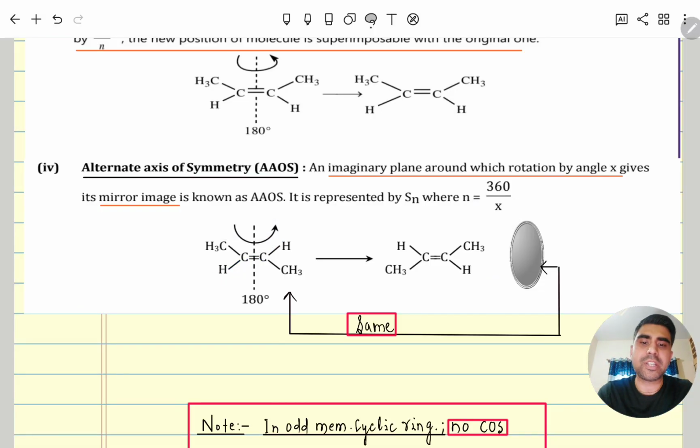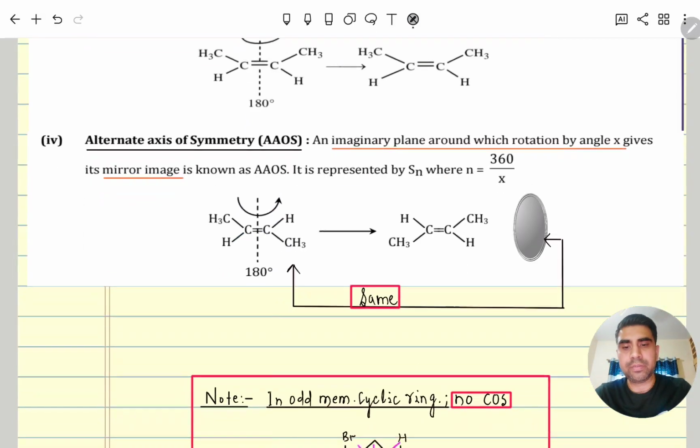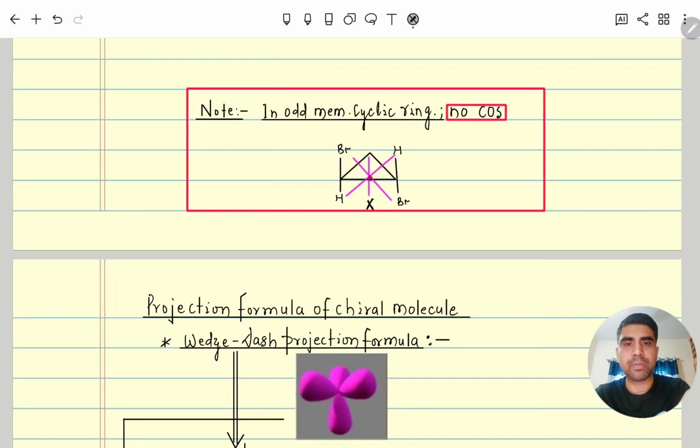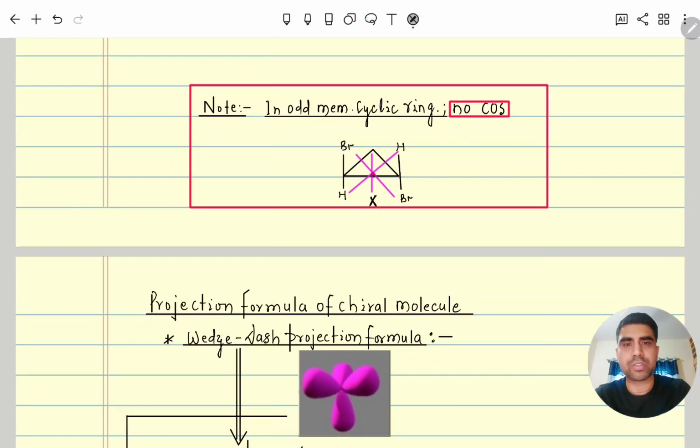We can say this, or we can say that its mirror image will be identical to this. Both statements are the same. Now moving further, in an odd member cyclic ring, always remember a center of symmetry does not exist. A plane of symmetry might be there, but a center of symmetry does not exist. Like here, let's suppose we are assuming a center of symmetry. Bromine is diagonally opposite, hydrogen is diagonally opposite, this carbon is also diagonally opposite, but this carbon is not there here. So in an odd member ring, COS is always absent.